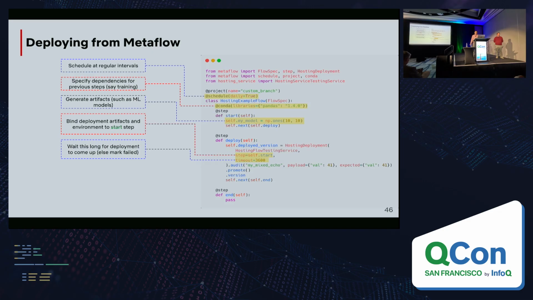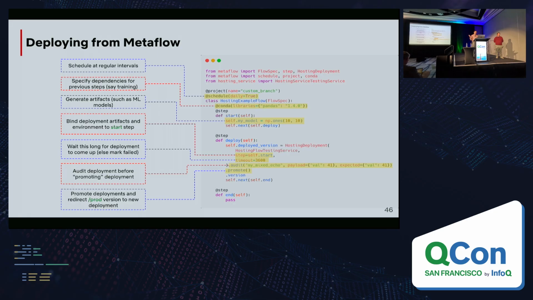This is how long I want to wait for the deployment to happen. Some audit functions. So this allows you to basically verify that your model is actually valid. You can specify any arbitrary audit function here. And then you say, OK, now I make this visible to my user. That's it. That's pretty much it.